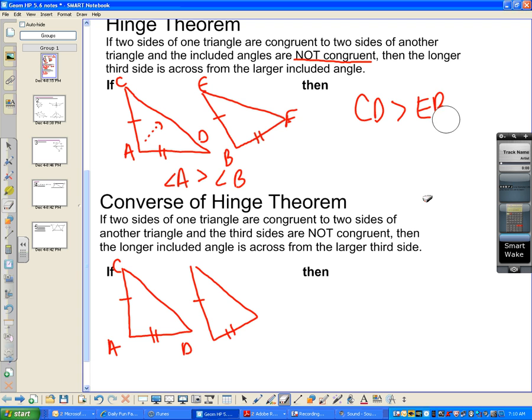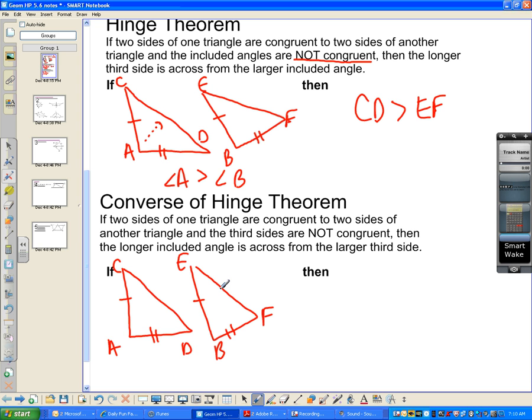Whoops, well, that means that this is EF. Sorry about that. Okay, so we'll call this triangle EBF this time, because EBB does not make sense. Okay, so the converse is just the flip of this. So this time I don't know anything about the angle measures, but I do know about that third side length.